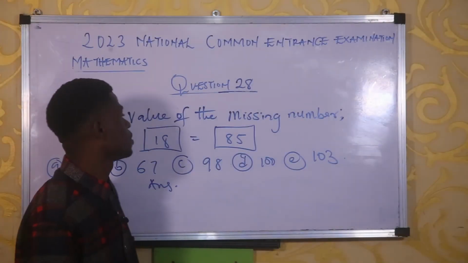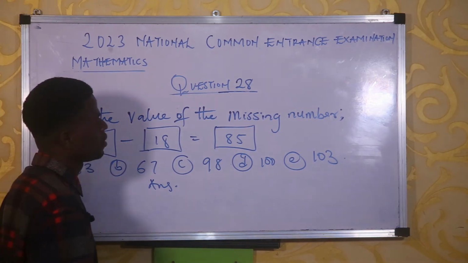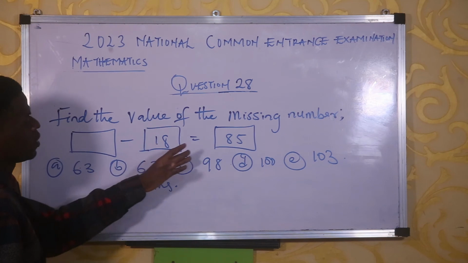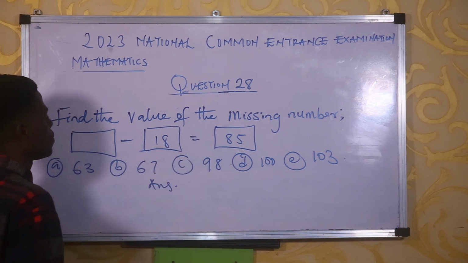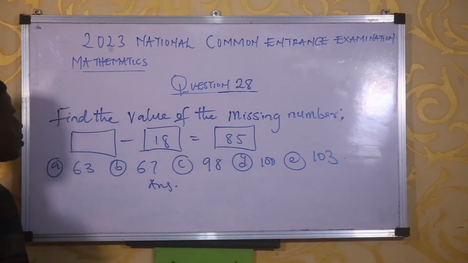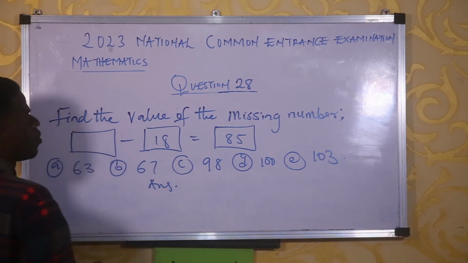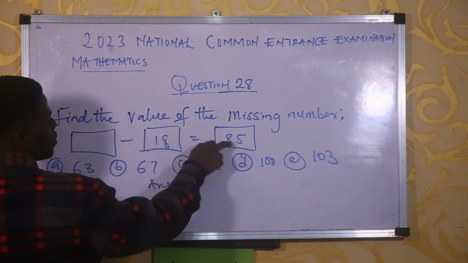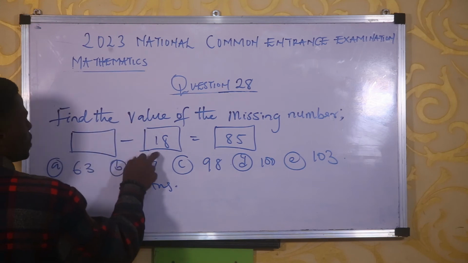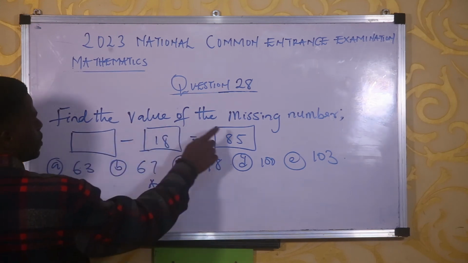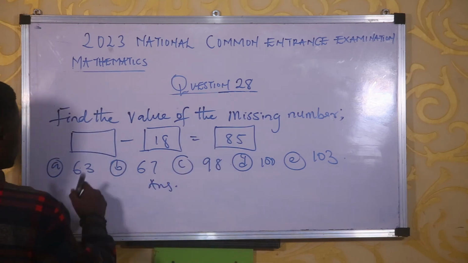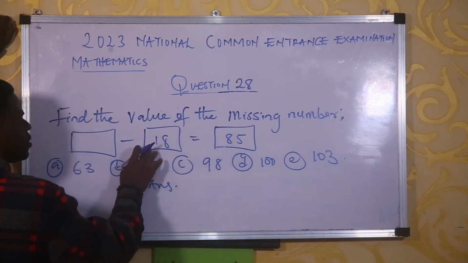Question 28 says find the value of the missing number. In this place, we have the empty box minus 18 will give us 85. So what will be here? That is what we are looking for. Don't forget that this number here is the main number that we are to use to get this 85. That is, if we subtract 18 from it, we have to get this 85. So since this is the final number 85, you now add this 18.